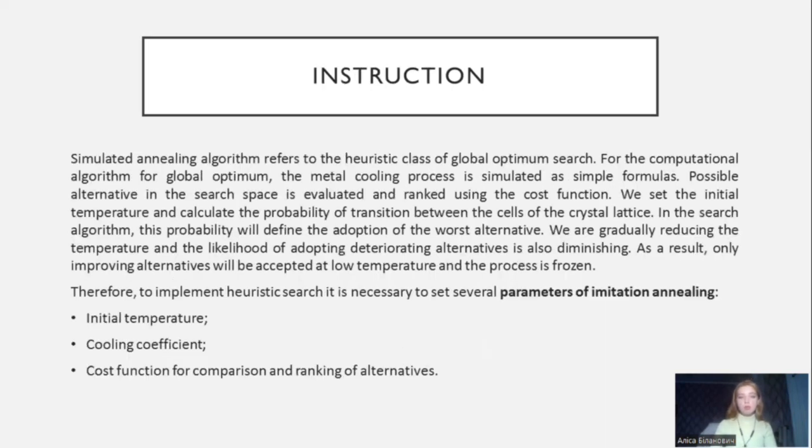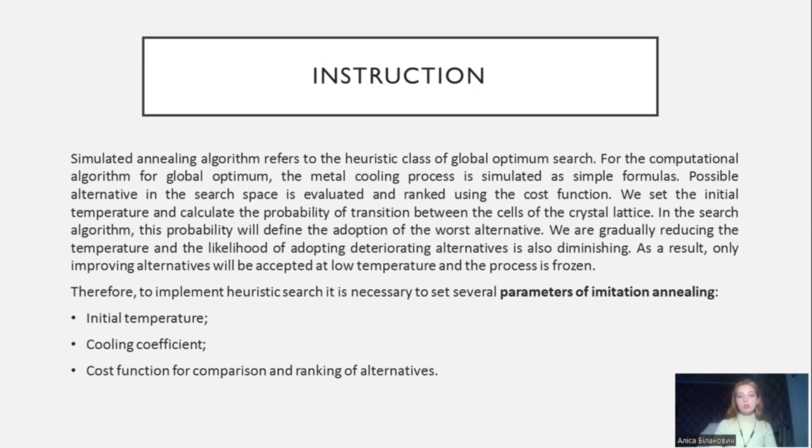Simulated annealing algorithm refers to the heuristic class of global optimum search. For the computational algorithm for global optimum, the metal cooling process is simulated. Possible alternatives in the search space are evaluated and ranked using the cost function. We set the initial temperature and calculate the probability of transition between the cells of the crystal lattice. In the search algorithm, this probability will define the adoption of the worse alternative. We are gradually reducing the temperature, and the likelihood of adopting deteriorating alternatives is also diminishing. As a result, only improving alternatives will be accepted at low temperature and the process is frozen.